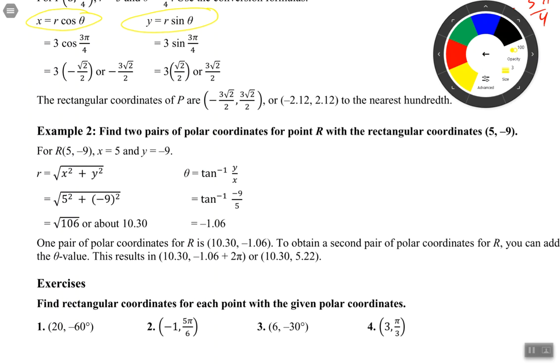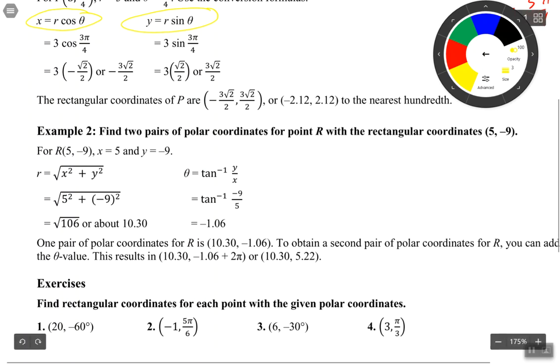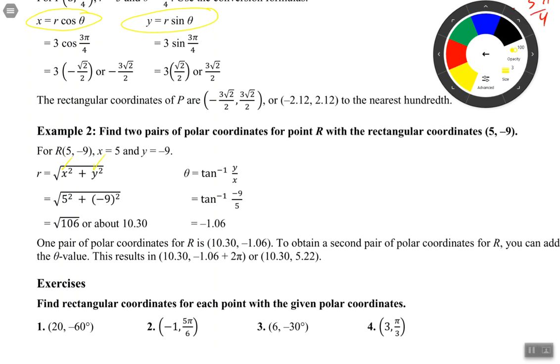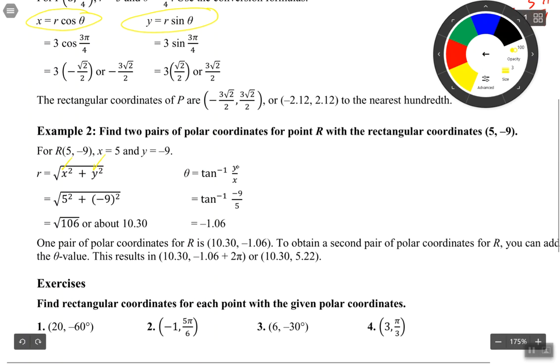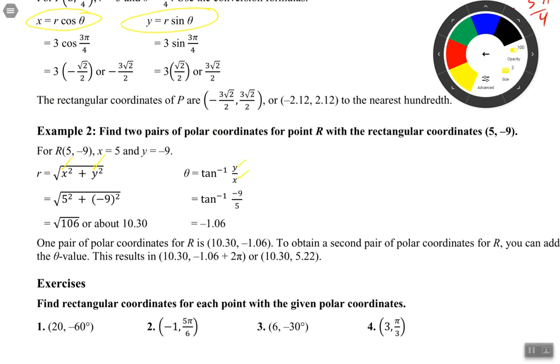That means we're literally going to plug into this equation. Do we have x? Yep. Do we have y? Yep. Can we plug that in and get radius? Yep. Do we have y? Do we have x? Then we can plug them in and get the angle. Right?